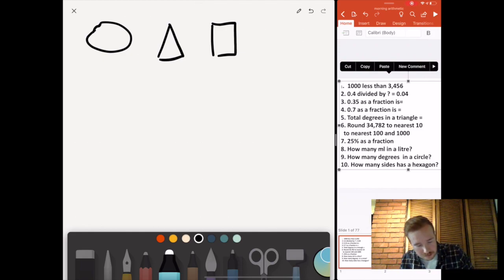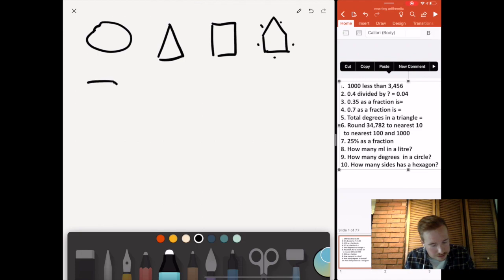Four. And then, shouldn't have done this because I can't draw it. Then you've got house, a pentagon with five. You've got 1, 2, 3, 4, 5. Okay. And this is where you get your hexagon. 6, 1, 2, 3, 4, 5, 6. Okay, so a hexagon. All right.